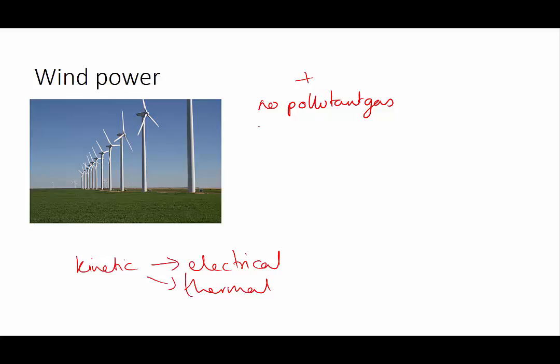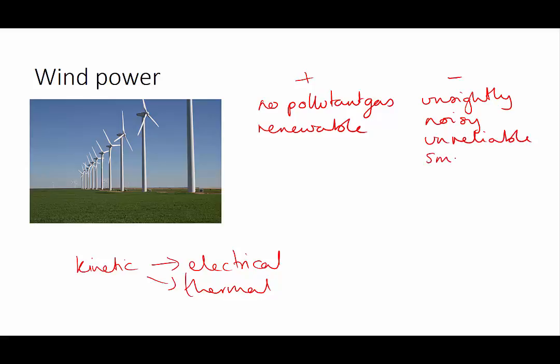And it's a free energy source. The disadvantages, well, it's considered to be unsightly. Often people complain about the wind turbines spoiling the views of the countryside. The wind turbines can also be fairly noisy if you go near them. It's unreliable. It depends on there being wind there. And again, it produces a fairly small amount of electricity, so you need a lot of wind turbines to get the amount of electricity that we need.